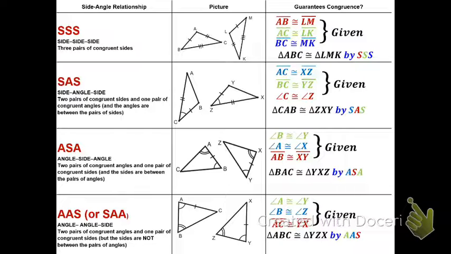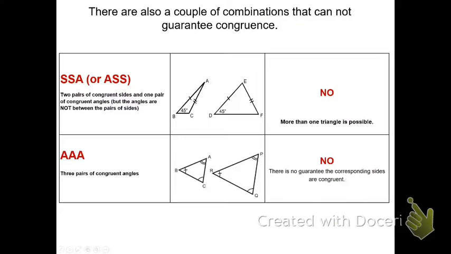Now I said before, 3 parts doesn't always guarantee congruence. Let's look at the two that don't work. Side, side, angle, and angle, angle, angle do not guarantee congruence. It's possible they're congruent, but it doesn't guarantee it. In side, side, angle, we have two sides, but here, the angle is not in between. That's why it's side, side, then angle. Angle, angle, angle is all 3 pairs of corresponding angles, but again doesn't guarantee congruence.